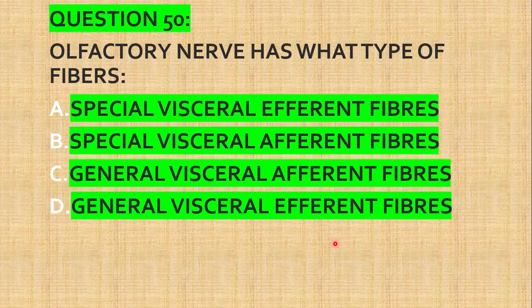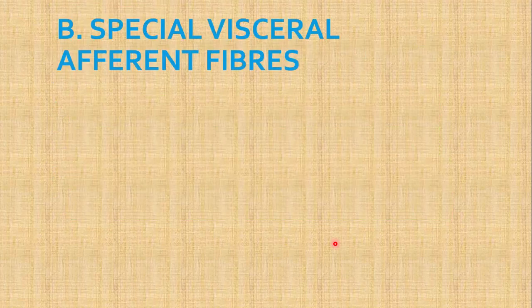Question 50. Olfactory nerve has what type of fibers? A, special visceral efferent fibers. B, special visceral afferent fibers. C, general visceral afferent fibers. D, general visceral efferent fibers. Of course, smell, the sense of smell, is one of the special senses. So it's going to be special visceral. And because it's sensory, it's definitely option B, special visceral afferent fibers. Good.